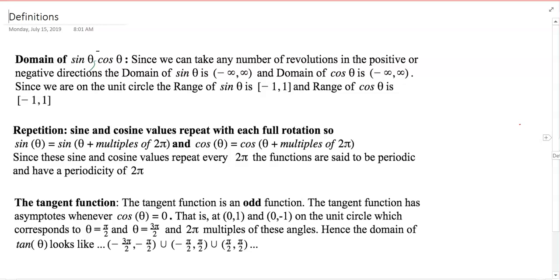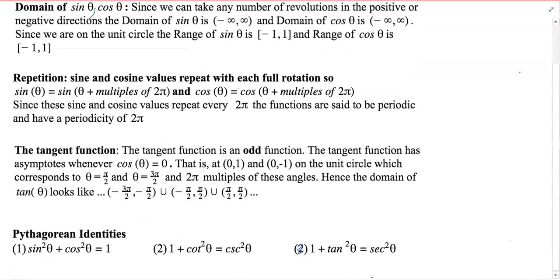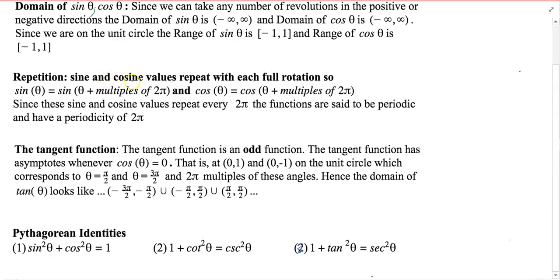So we found the sine, cosine, and tangent values there. Now let's talk a little bit about the domain and range of sine and cosine. Since we can take any number of revolutions in the positive or negative direction, the domain of sine is negative infinity to positive infinity, and the domain of cosine is negative infinity to positive infinity. Since we're on the unit circle, the range of sine theta is negative 1 to 1 inclusive, and the range of cosine theta is negative 1 to 1 inclusive. In terms of periodicity, sine and cosine values repeat with every full rotation, that is every 2 pi, or multiples of 2 pi. So sine and cosine both have a period of 2 pi.